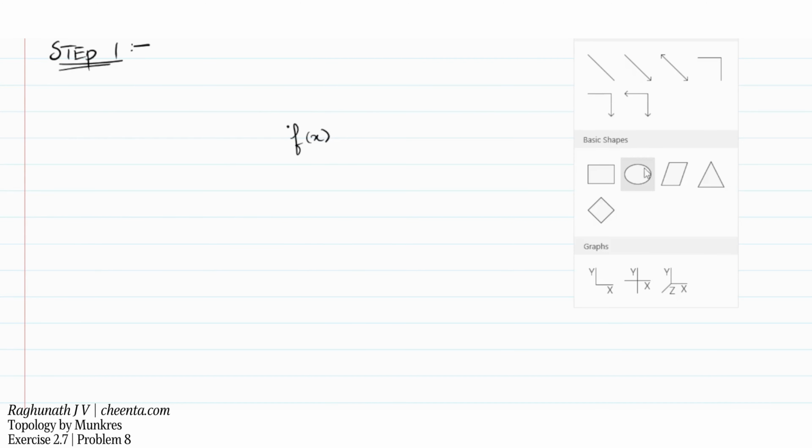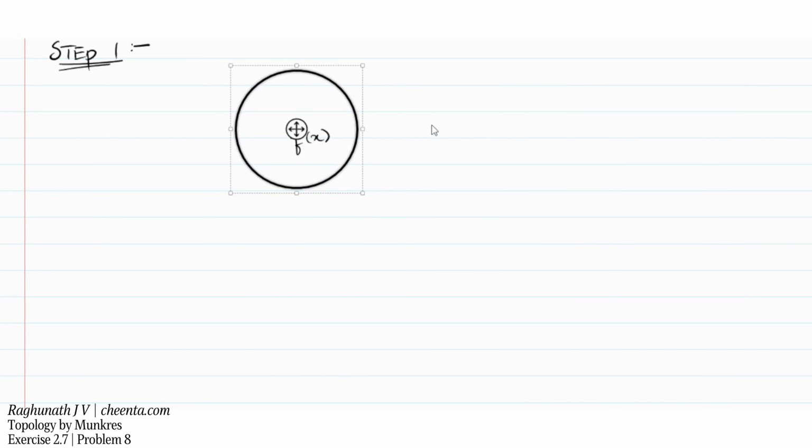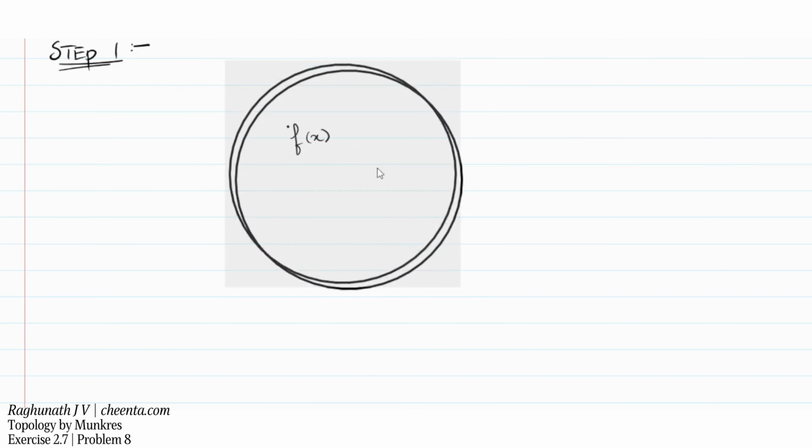I will consider f of x. Instead of taking an epsilon ball, I will take an epsilon by 2 open ball, a smaller size open ball. Let's make it a little larger so that it's easy for analysis.